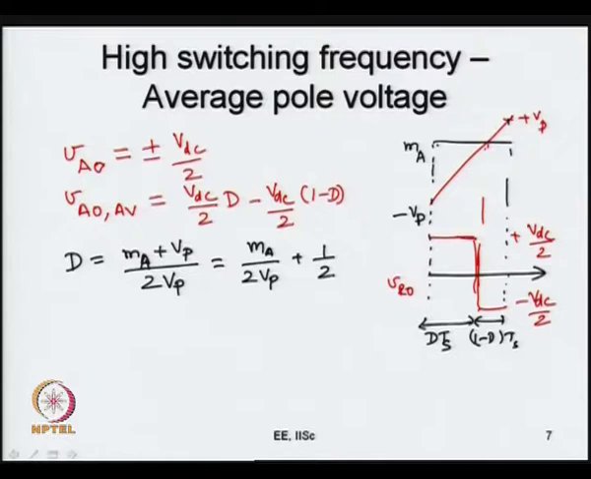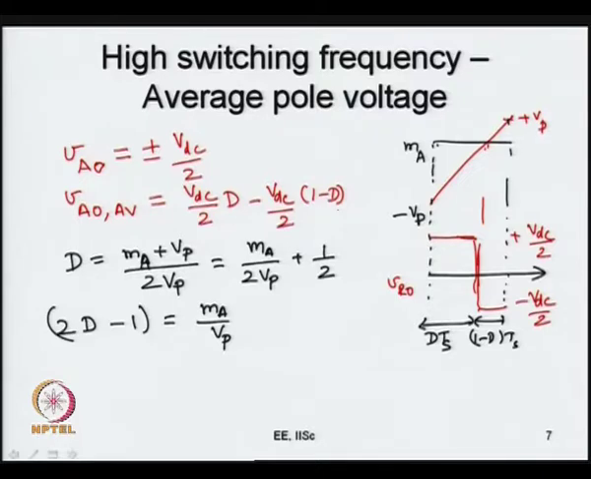So, this is how duty ratio is related to the modulating signal value MA and Vp, that is the peak of the carrier. If we take the peak of the carrier to be 1, you can simply call it MA by 2 plus half now. So, let me write it the other way. If I take this 2 in the denominator to the other side, 2D minus 1 is going to be equal to MA upon Vp, is that right? So, 2D minus 1 is equal to MA by Vp.